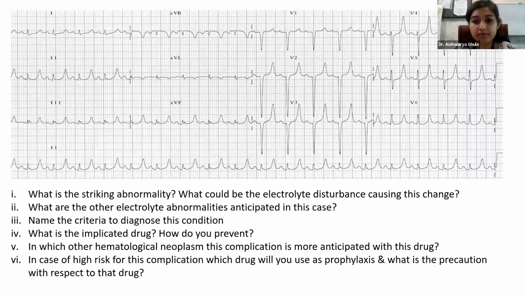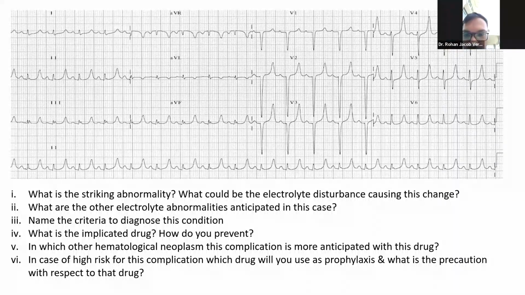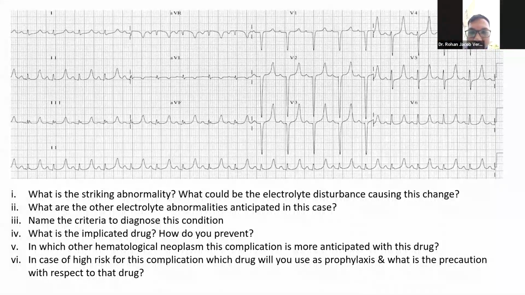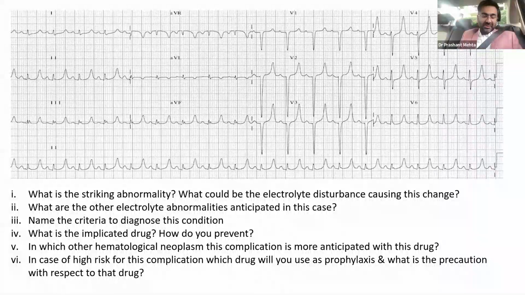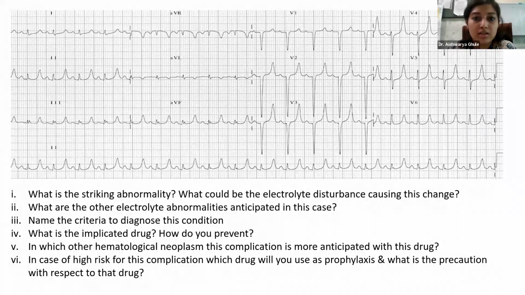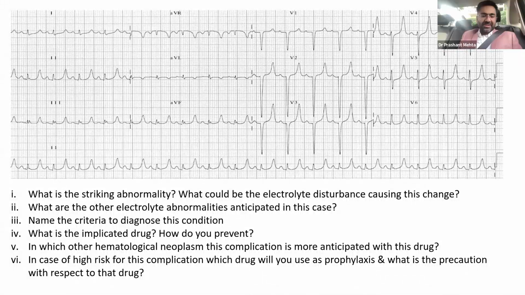So, what is this anomaly you see in the ECG? What issue is there? Tall-tented T waves. Yeah, hyperkalemia, absolutely. What electrolyte disturbance? Tall T waves effect? Hyperkalemia. So, what other anomalies are anticipated? Lab abnormalities anticipated in this. Hyperuricemia, hypocalcemia, hyperkalemia, raised creatinine, hyperphosphatemia. Yes, absolutely. So, what is the implicated drug here?